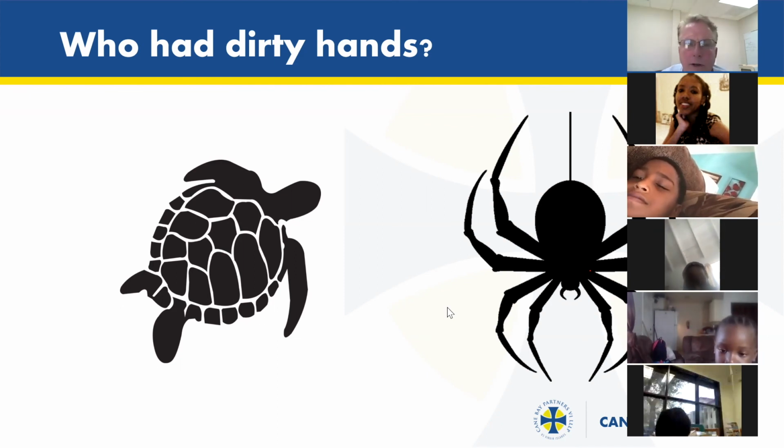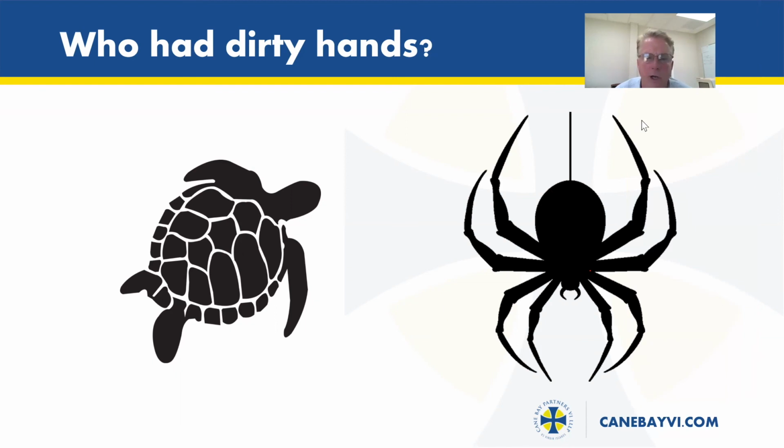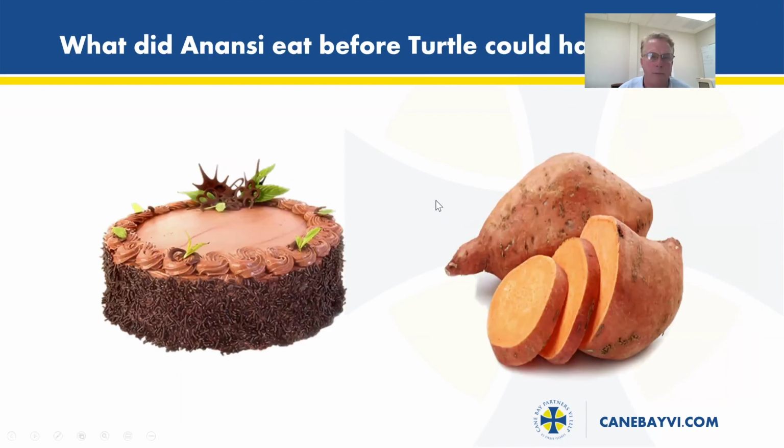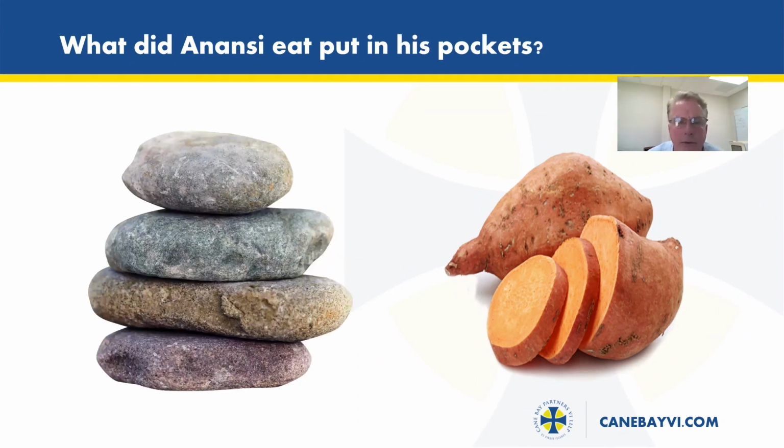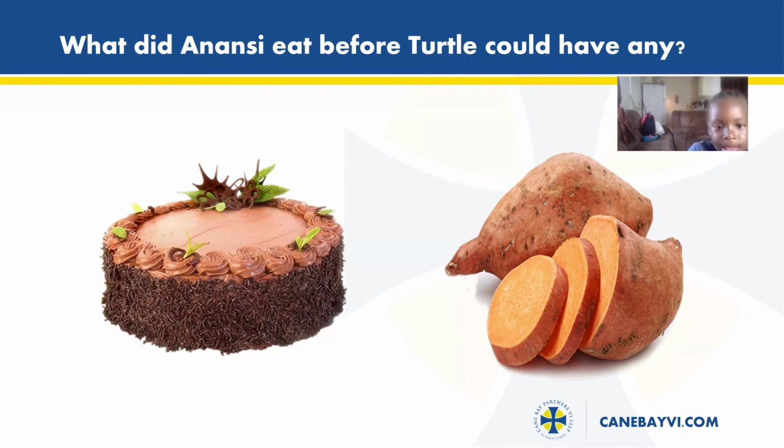Okay, so we figured out that the turtle had the dirty hands. So we'll go to the next question. That was good that you remembered that. So what did Anansi eat before Turtle could have any? Was it cake or was it yams? Yams. Yams it was. Anybody see anything different? Yams. They look good, don't they? Does the cake look better or the yams? The yams. That's smart. And it's healthy for you. Good for you too.